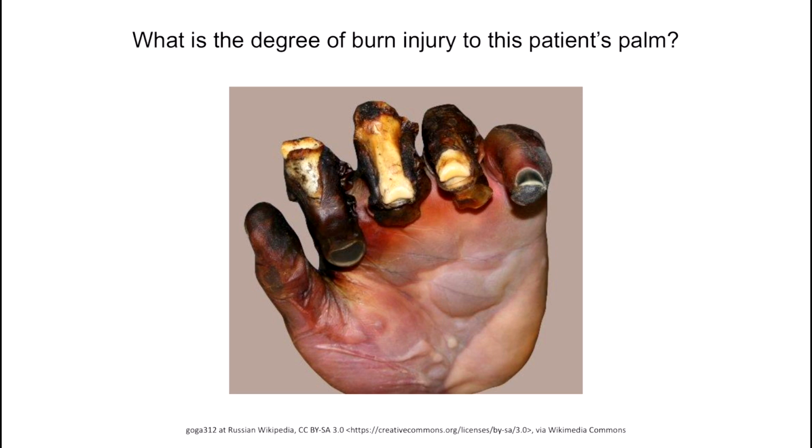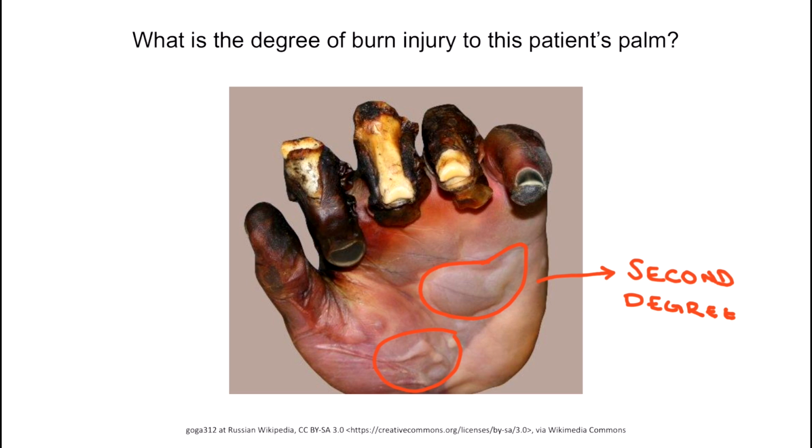Alright, so let's try a quick question. What is the degree of burn injury to this patient's palm? The correct answer is second degree burn because of the notable blisters here and here. Remember, first degree burns do not exhibit blisters, and third or fourth degree burns tend to appear either extensively charred or white and leathery, which isn't the case on this patient's palm.